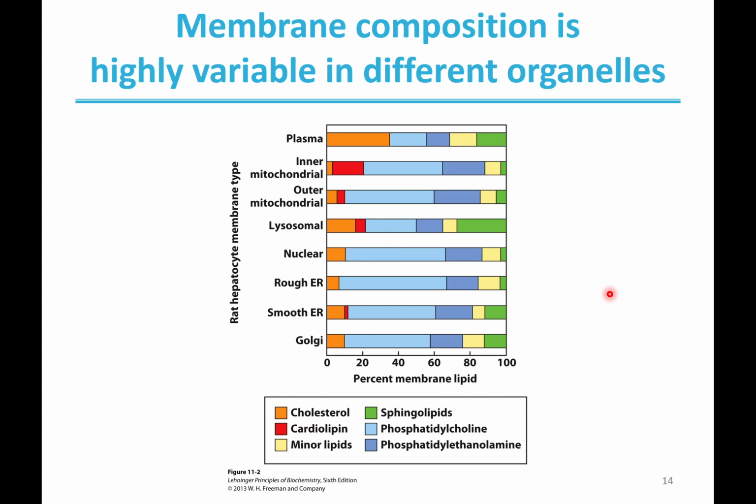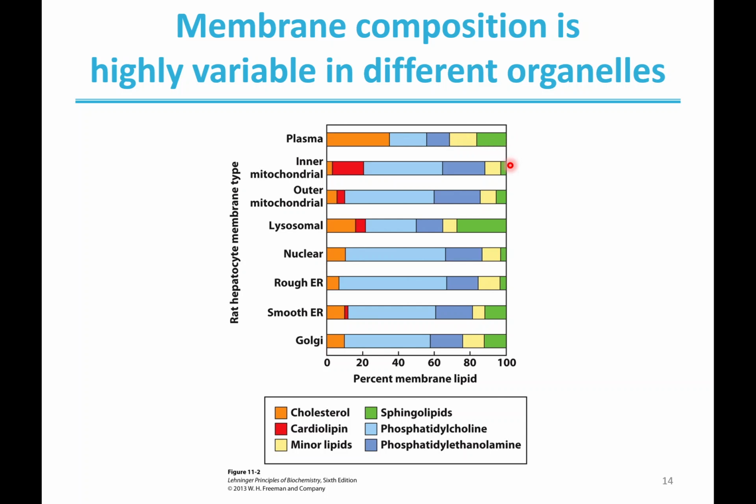Here's another figure showing this more graphically, how the composition of membranes can change. These are looking at different organelles in what looks like rat liver cell membranes. So here's the plasma membrane. In orange is cholesterol, so it has a huge component of cholesterol in that membrane. Blue is phosphatidylcholine. The darker blue is phosphatidylethanolamine. Some minor lipids, and then green is sphingolipids.